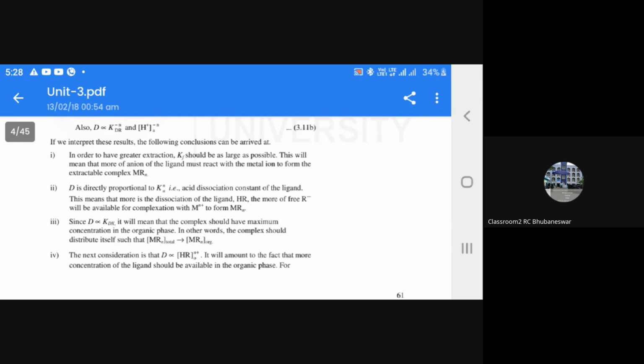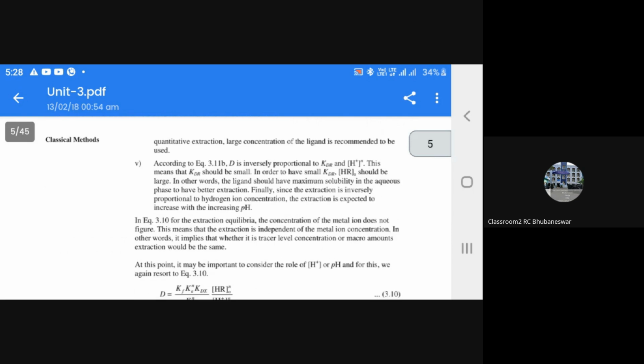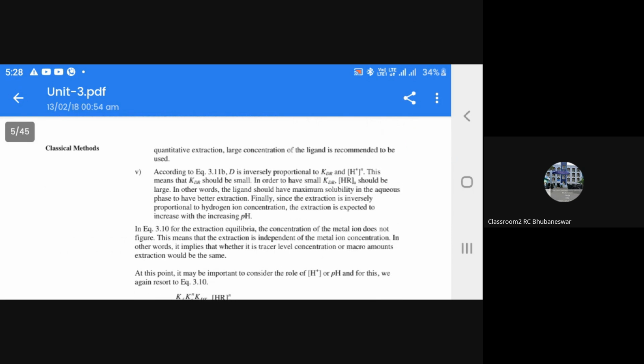The next consideration is that as D is proportional to HR to the power n, more concentration of the ligand should be available in the organic phase for quantitative extraction. A large concentration of the ligand is recommended to be used. So the concentration of ligand that we use must be large, so that more complex formation will take place and that will be soluble in the organic phase.